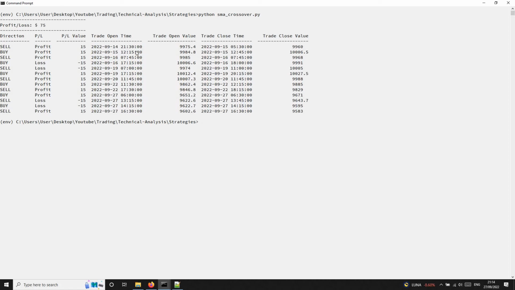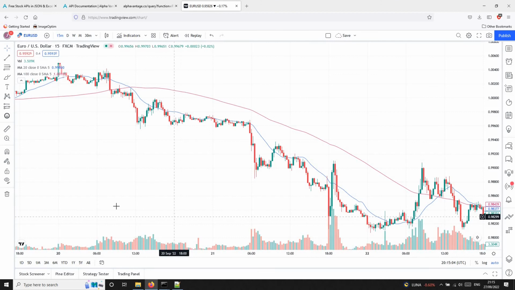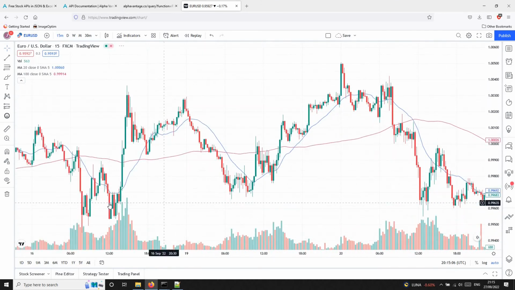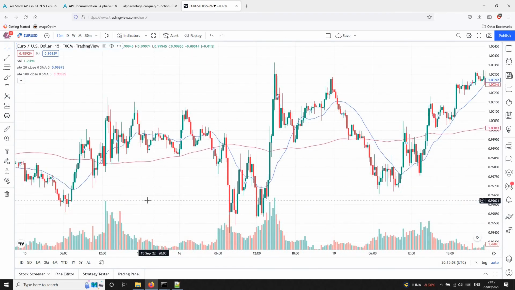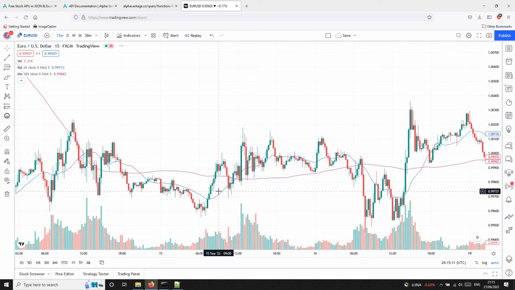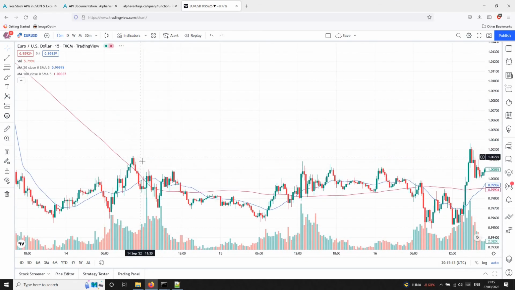Okay, this is a Euro USD 15 minutes chart. So our first trade started on 14th of September at 9:30. Now this is the end time, meaning this candle started at 9:15. So let's go. So 14th of September.